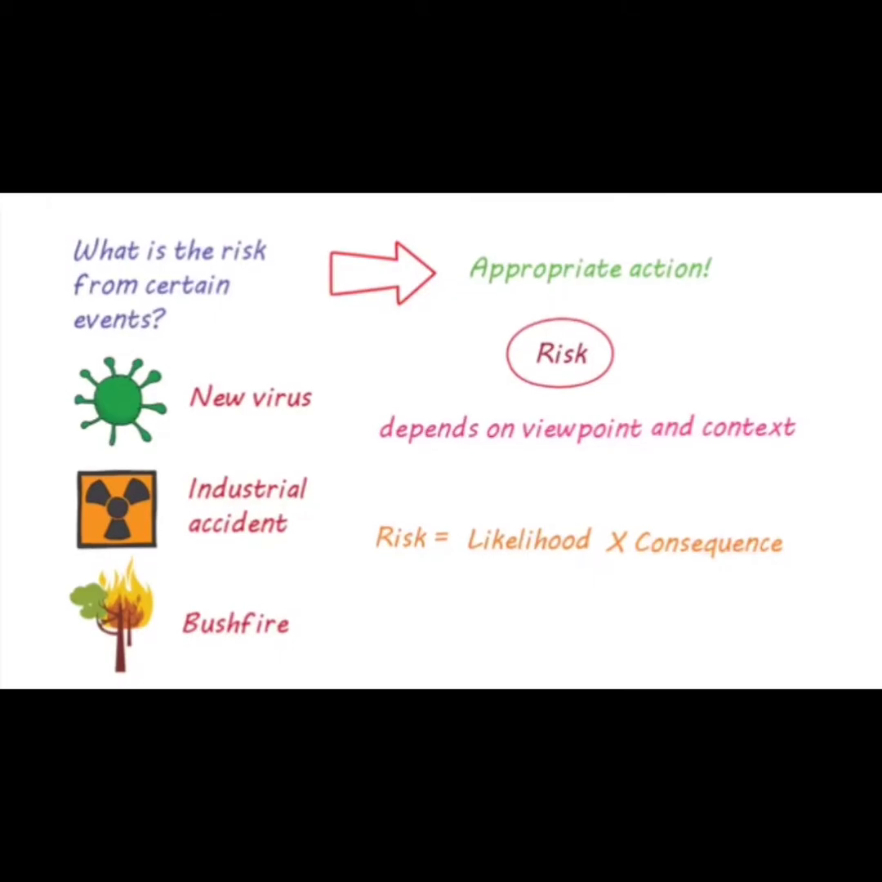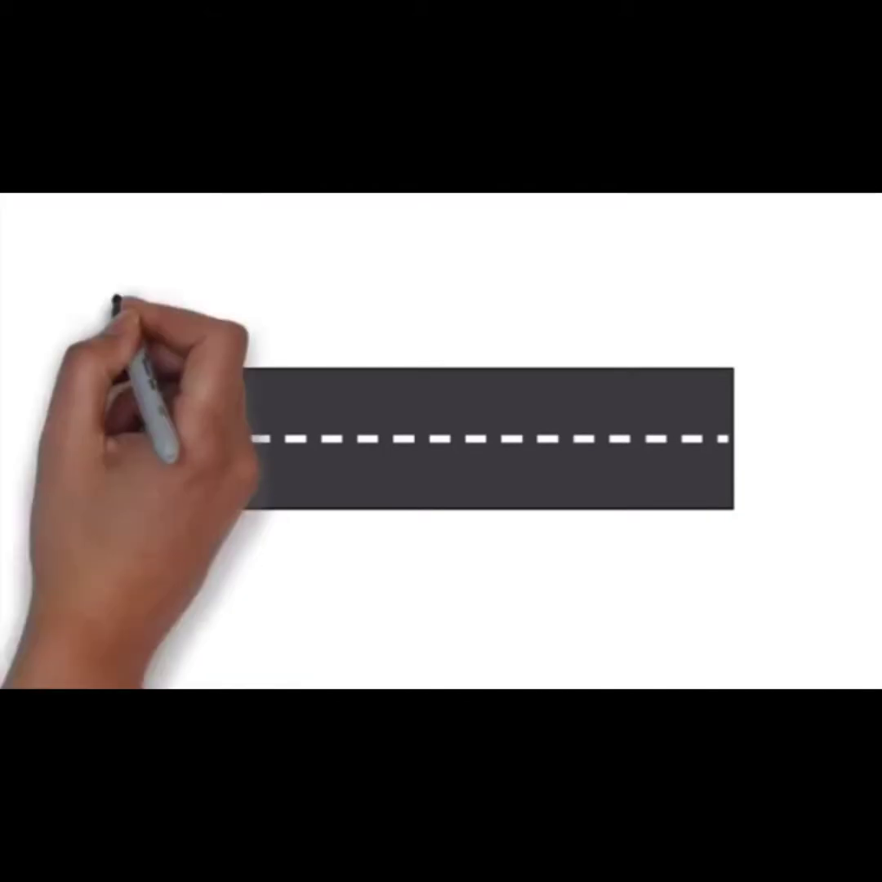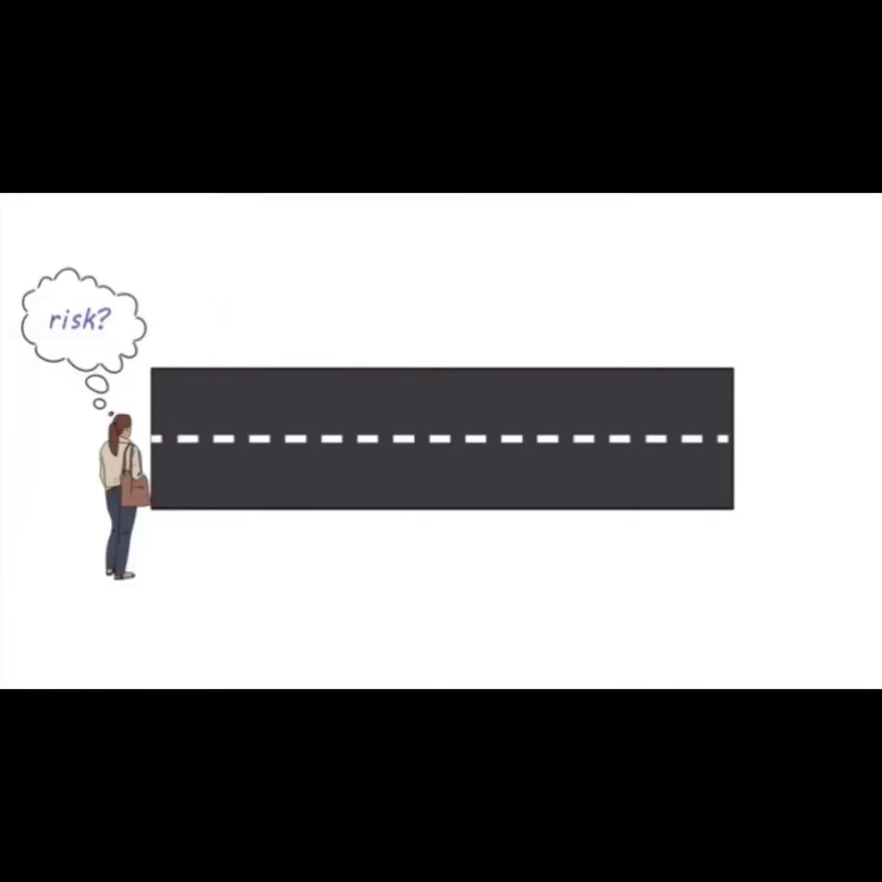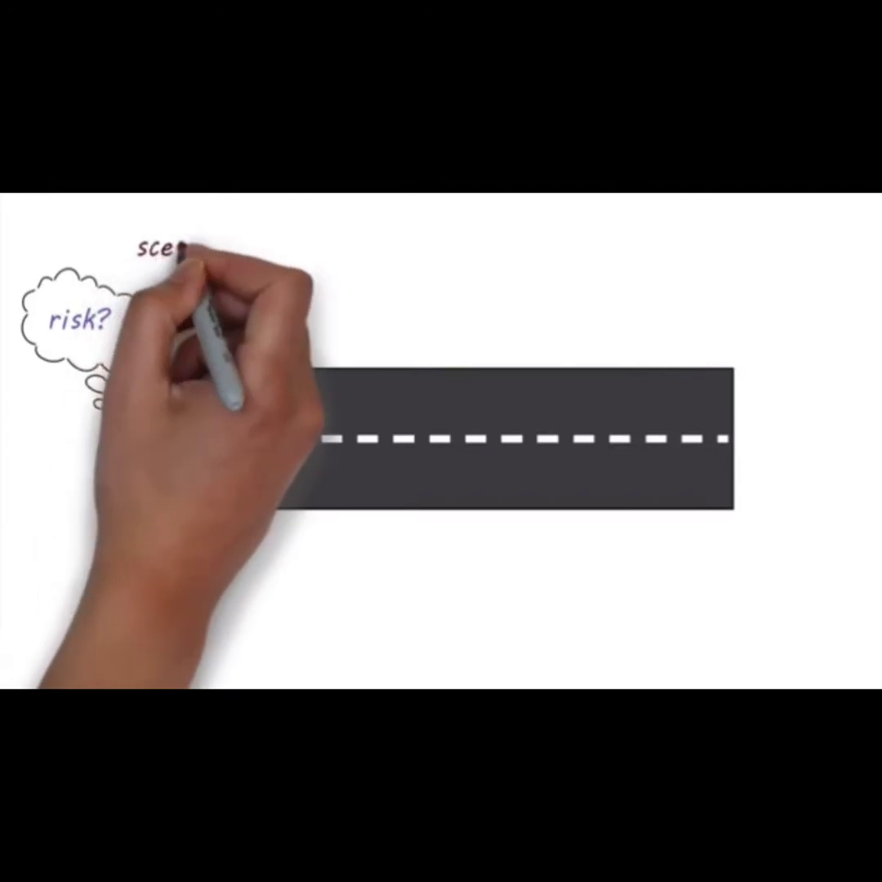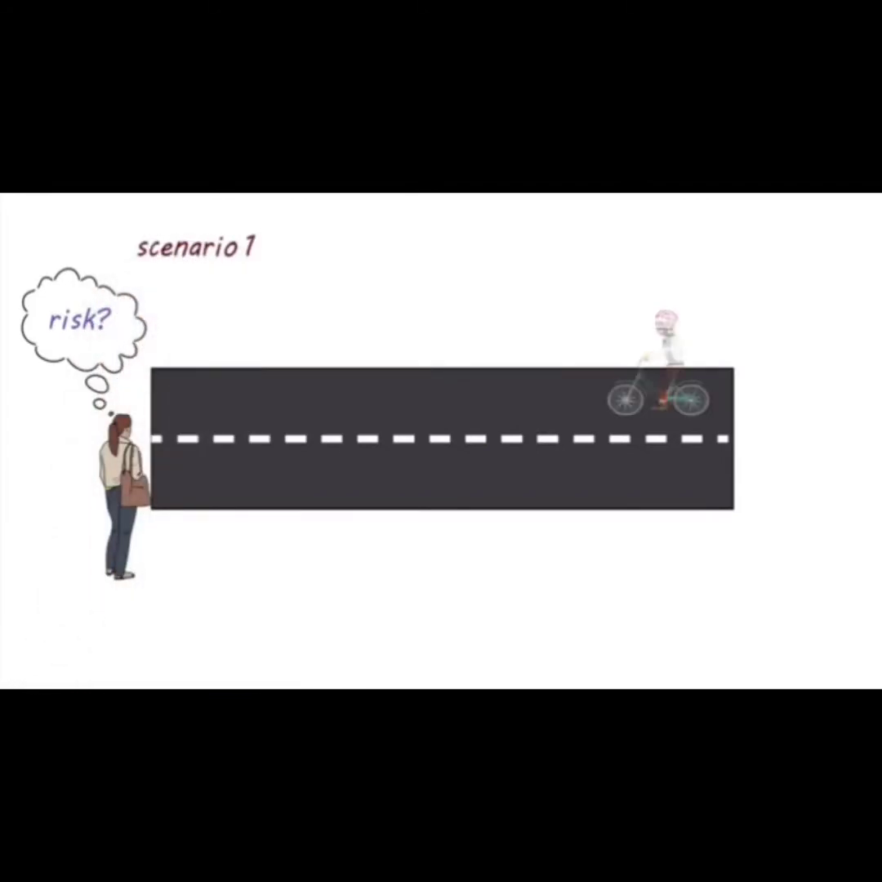Let's have a look at an example. Say you have to cross a road and you're trying to figure out what the risk associated with this is. Let's take a look at some different scenarios. In the first scenario, our hazard is a bicycle. Let's assume there are only bicycles allowed on this road.